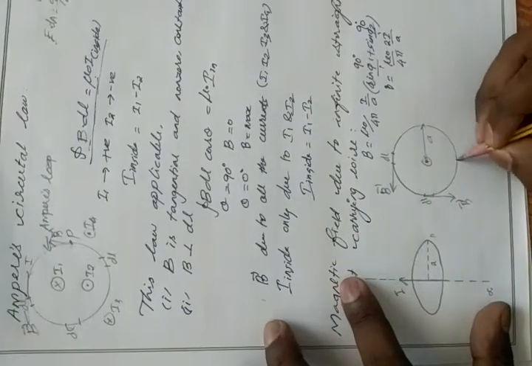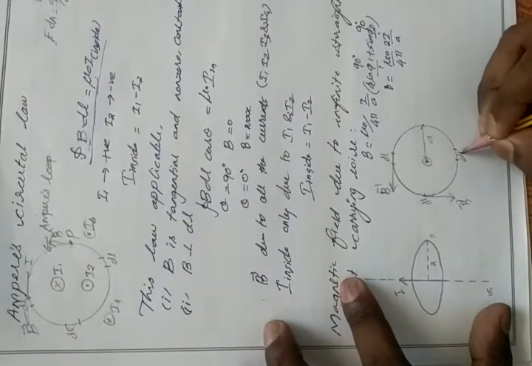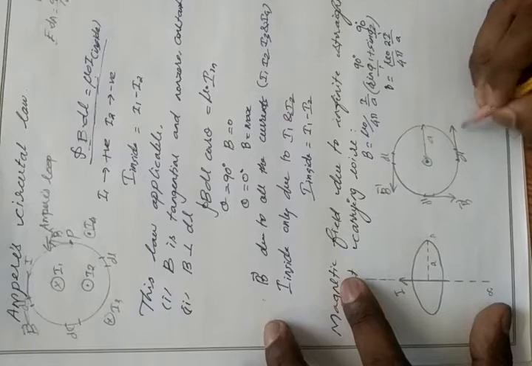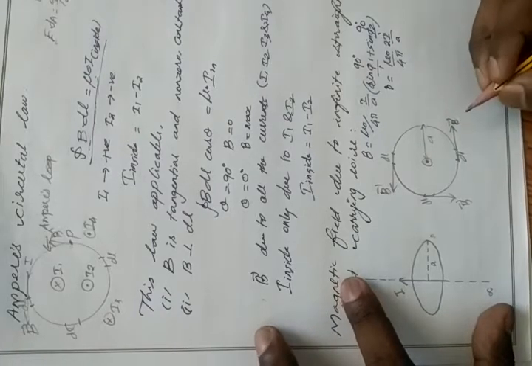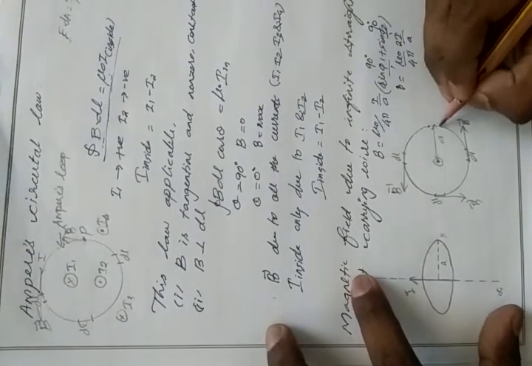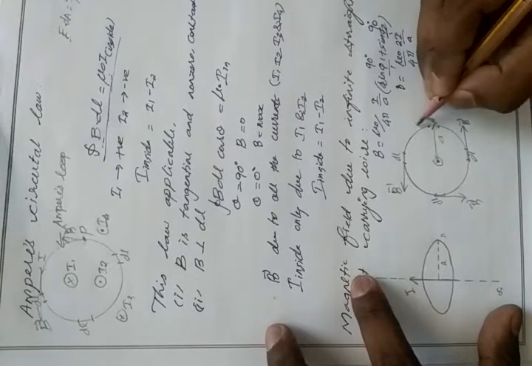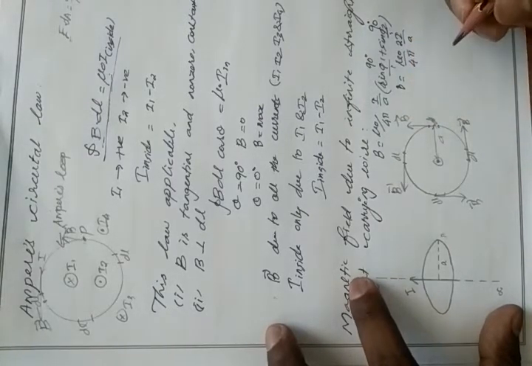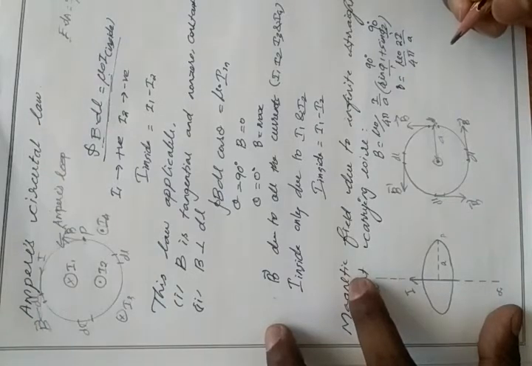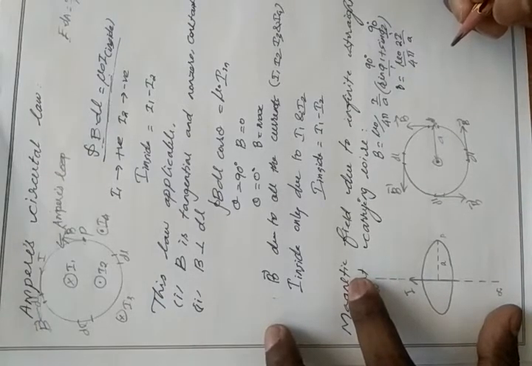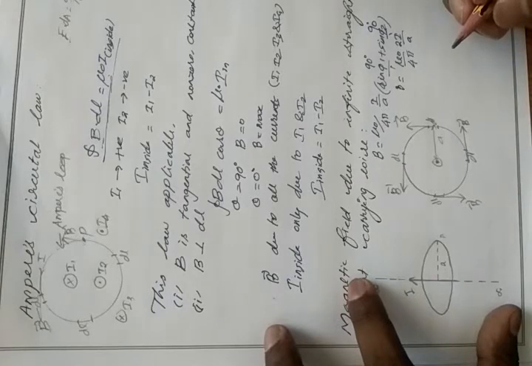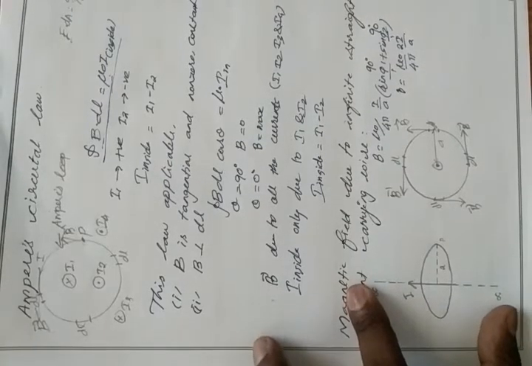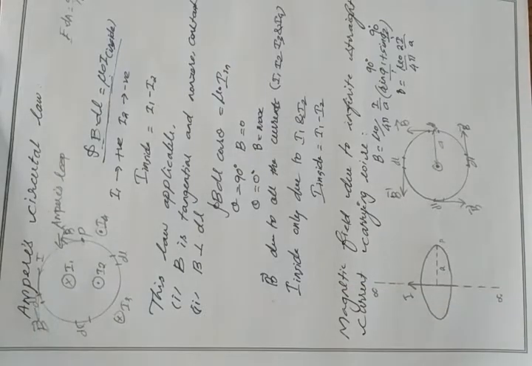If you consider a point here, then our magnetic field will go like this. If you consider a point here, a length element dl, then this is our magnetic field. So the magnetic field will be in anti-clockwise direction as well as tangential to the Ampere circuital loop. Tangential to the Ampere circuital loop.